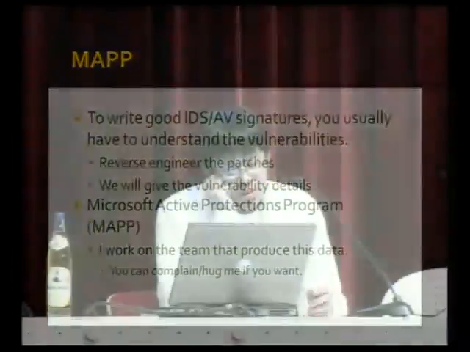So you have 2 options. You can either reverse engineer the patch and, I don't know, pray and work really hard to figure out the record type, or we'll give you the vulnerability details. If you work for an AV or an IDS company, we'll provide these things. This is the Microsoft Active Protections Program, aka MAPP. I actually work on the team that produces this data. I deal with mostly PowerPoint stuff. So if it's PowerPoint, or anything to do with the kernel, network stack, RPC, whatever, it'll be me. So you can complain or hug me if you want.